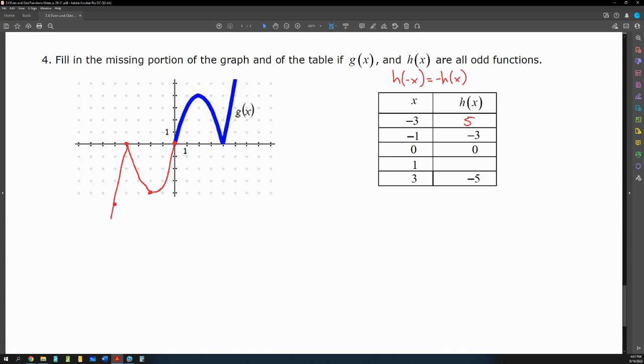For h of -1, we're going to plug in -1 here into h of negative x, and we get h of -1, which is h of 1, and then is equal to negative h of x. Well, h of x is -3, make it negative is +3. Okay? So you might notice that all of our y values and x values are kind of flipped, opposite signs as one another. All right, so we're going to get a lot of practice on this.